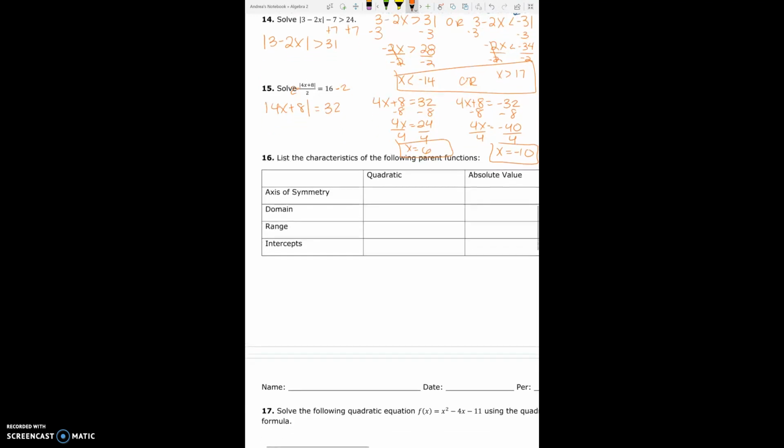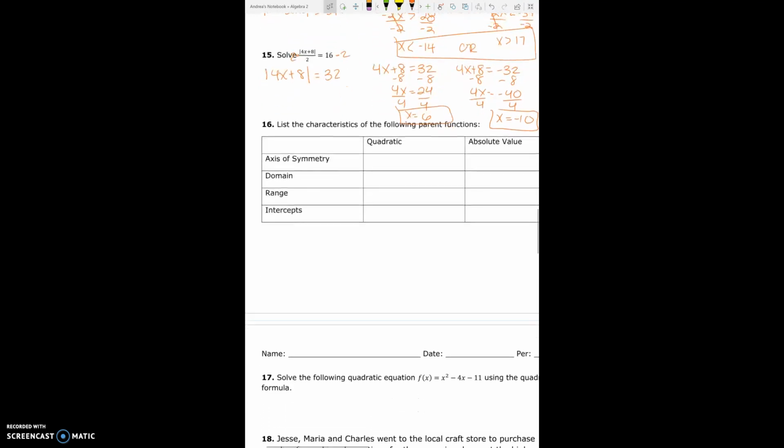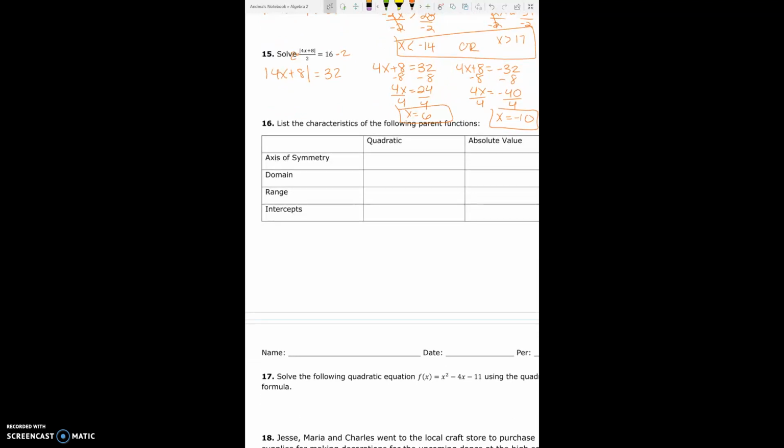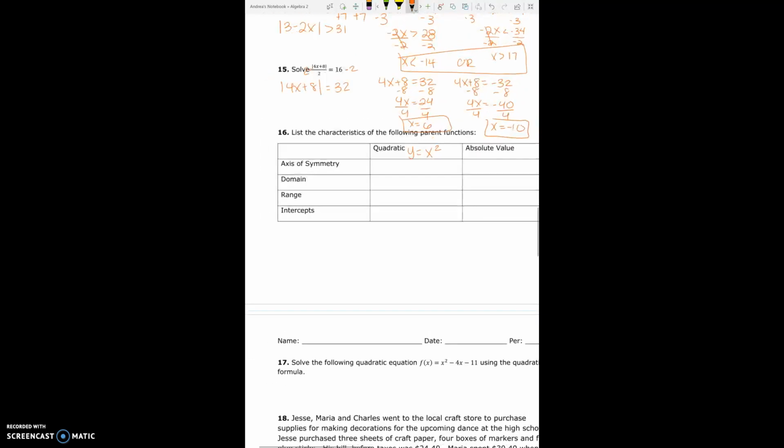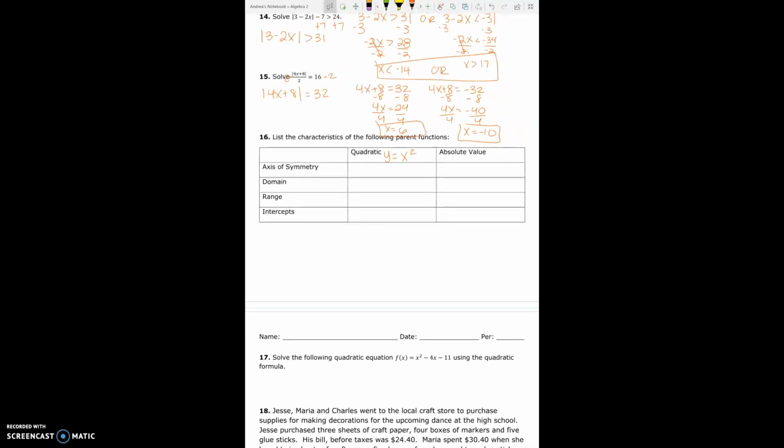Number 16, list the characteristics of the following parent functions. So the parent functions are the originals. The quadratic parent function is y equals x squared, and the absolute value parent function is y equals absolute value of x. So imagine what these graphs look like. The absolute value and the quadratic graph actually look pretty similar, except that one is a V and the other is a parabola.